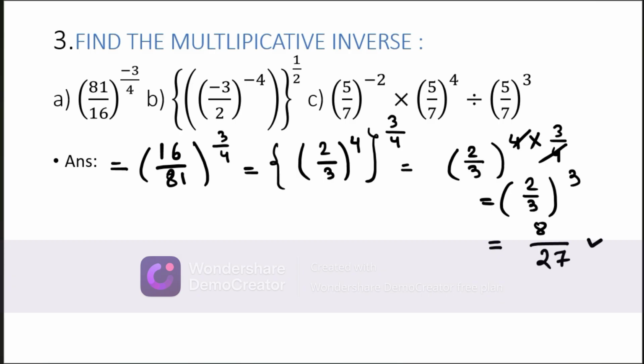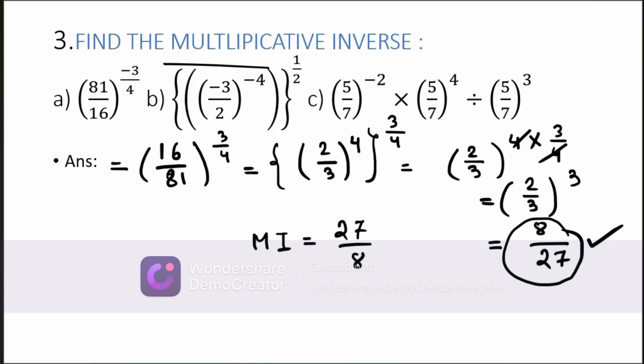So this is not the answer. Okay, this is just the calculation of 81 by 16 whole to the power minus 3 by 4. Now what is the multiplicative inverse? The multiplicative inverse of 8 by 27 is 27 by 8. The reciprocal of the number is the multiplicative inverse. Okay, next, go to the next problem.